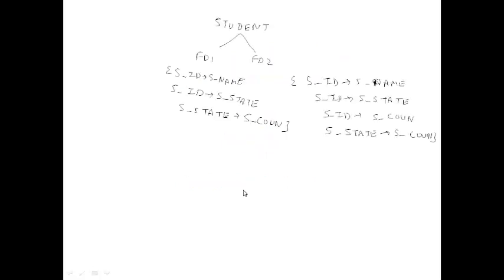Okay, what does it mean? Canonical cover is the minimum number of FDs. Minimum number of FDs means that in an FD set there can be redundant FDs, FDs which can be derived from other FDs. So the purpose of the canonical cover is to remove those FDs from the FD set.